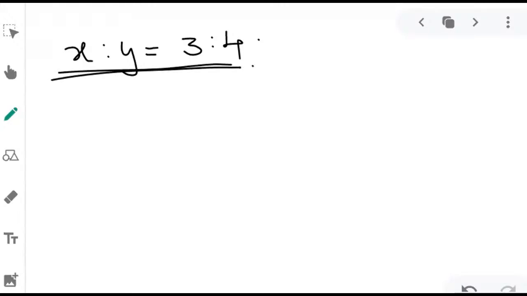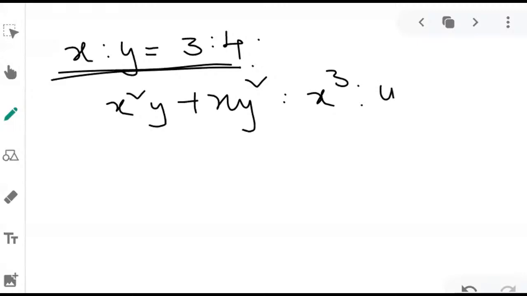Nineteenth, ma'am. Okay. x is to y equal to 3 is to 4. So (x square y plus xy square) is to (x cube plus y cube). Hey, you can do this according to today's lesson, right? Yes, ma'am.